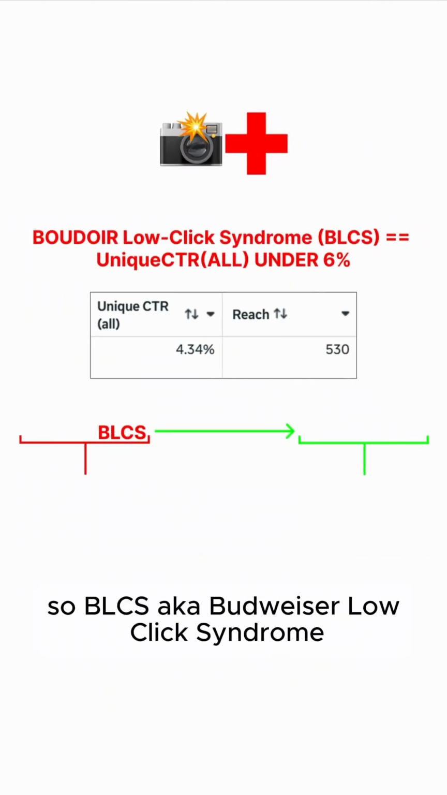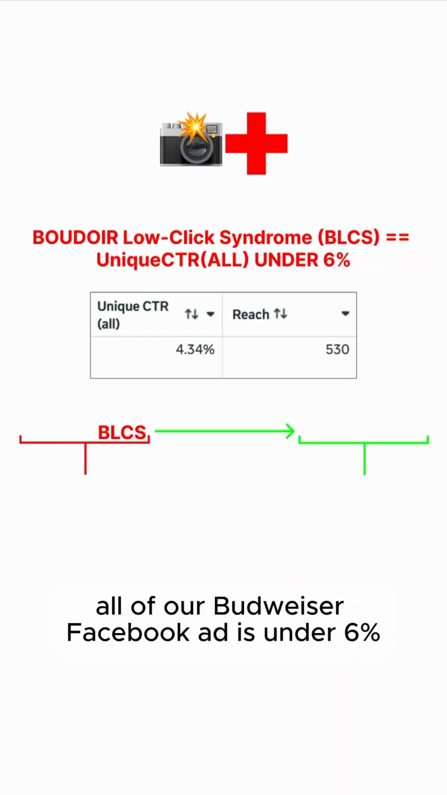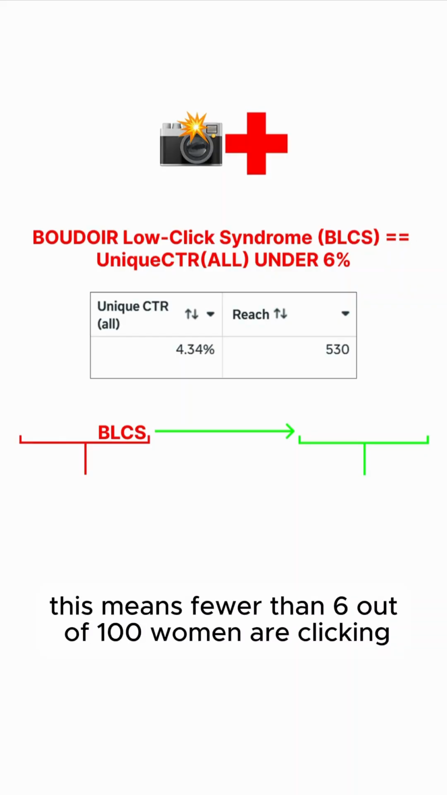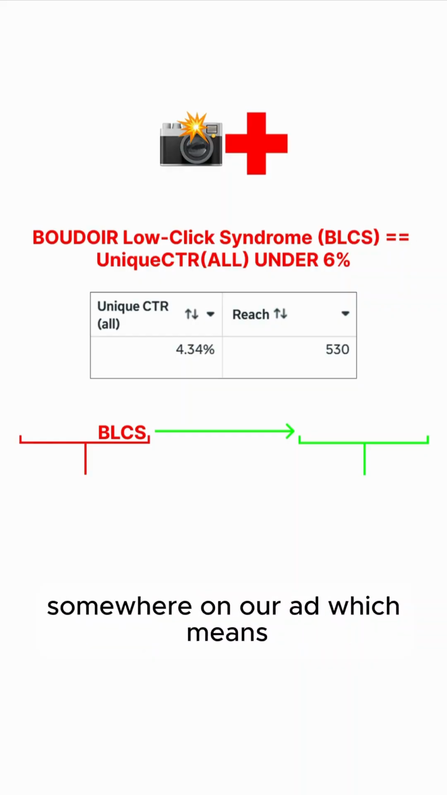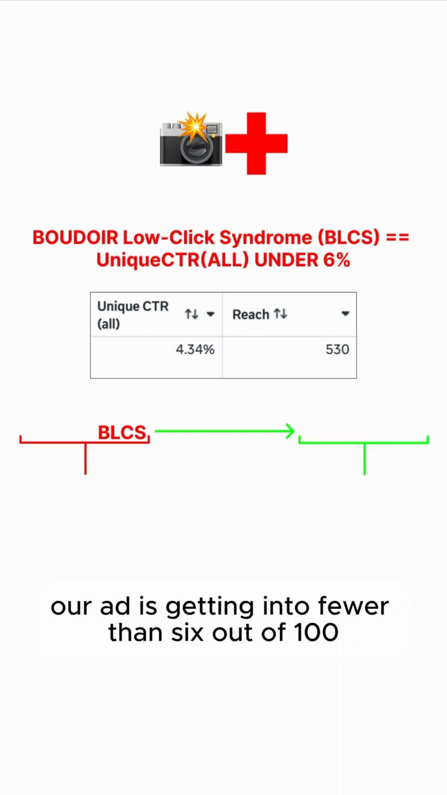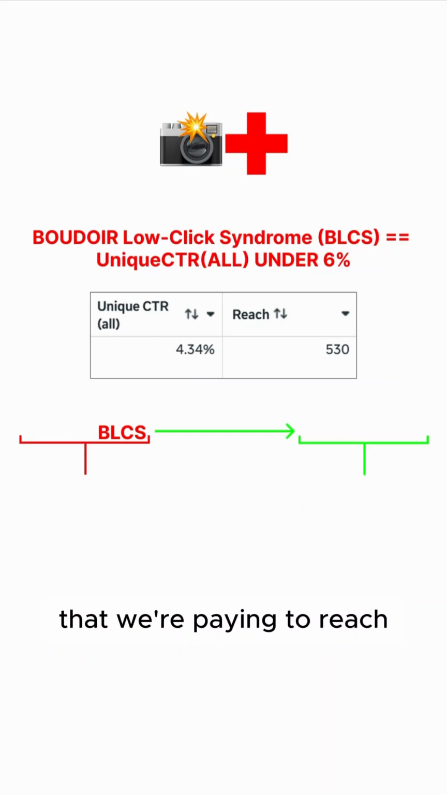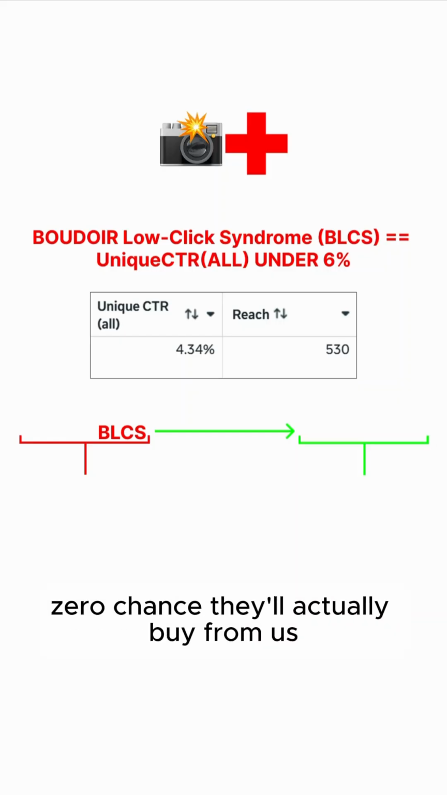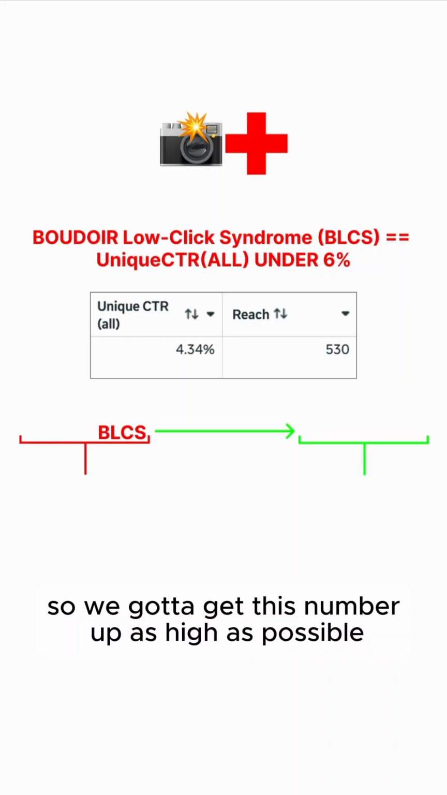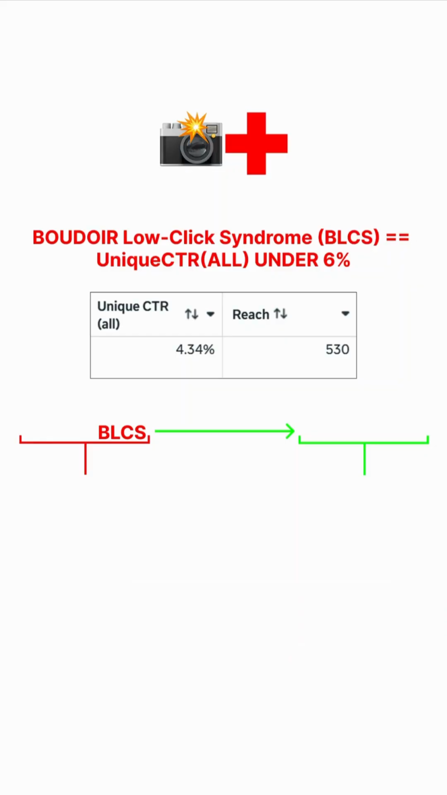So, BLCS, aka Boudoir low click syndrome, is when the unique CTR all of our Boudoir Facebook ad is under 6%. This means fewer than 6 out of 100 women are clicking somewhere on our ad, which means our ad is getting into fewer than 6 out of 100 women's brains, which means fewer than 6 out of 100 women that we're paying to reach have even a non-zero chance they'll actually buy from us. So we've got to get this number up as high as possible to get our ads into the maximum number of women's brains as possible.